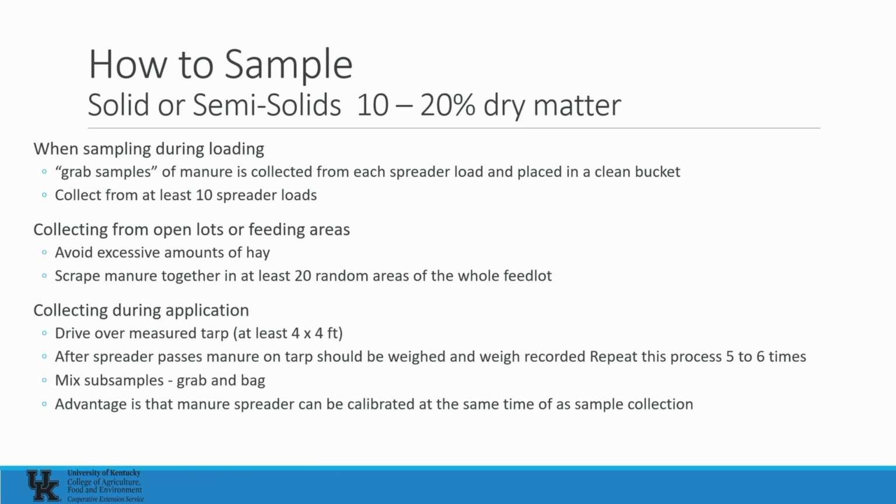And after that spreader passes over, we're going to collect the tarp, weigh the tarp, record that weight, and then take a grab sample from the tarp. So basically, we're going to calibrate the spreader and take a manure sample at the same time. So we want to drive over that tarp at least 5 or 6 times.